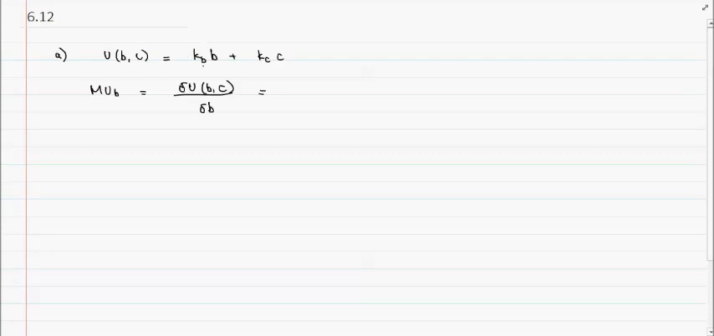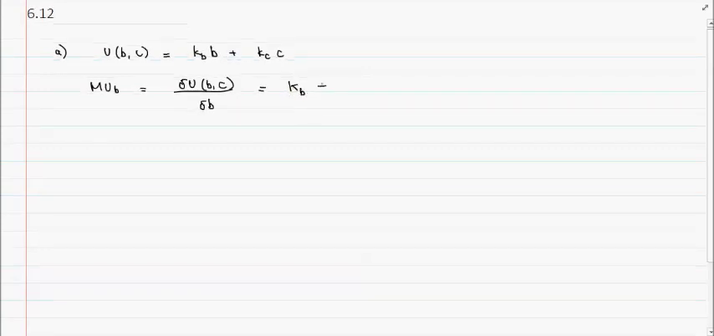If we differentiate kb times b with respect to b, then we get kb, which is just the constant in front of the variable. And if we differentiate kc times c with respect to b, we are getting 0, because the whole thing is treated as a constant. c is being treated as a constant as well, so it just becomes 0. So we got kb.